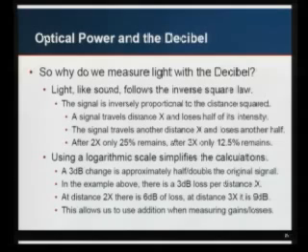So in this example, signal travels distance x and it loses half of its intensity. It travels another distance x, it loses another half. The amount of loss is relative to the amount of power that was put into the system to begin with. So after distance 2x, you're down to 25% power. After distance 3x, you're down to 12.5% power.